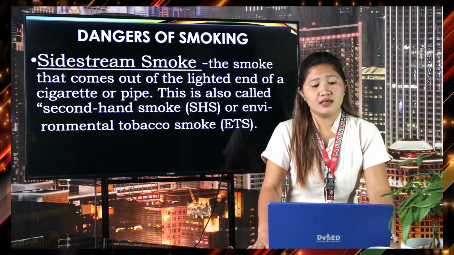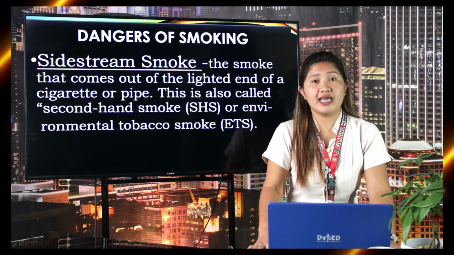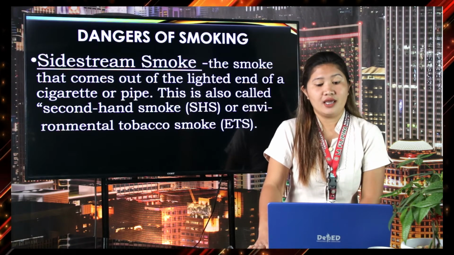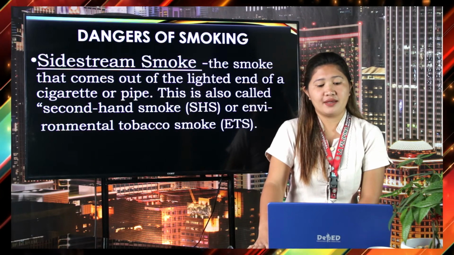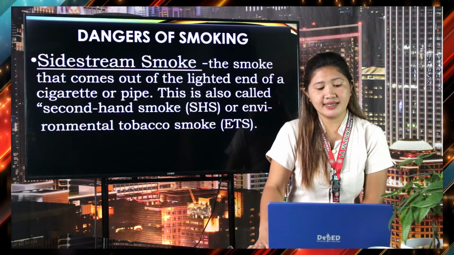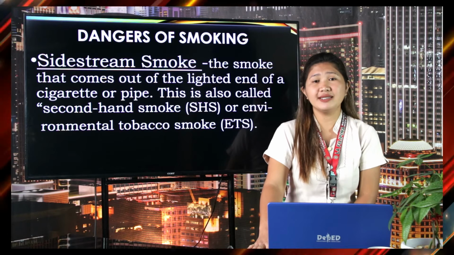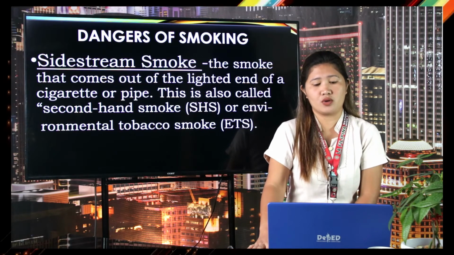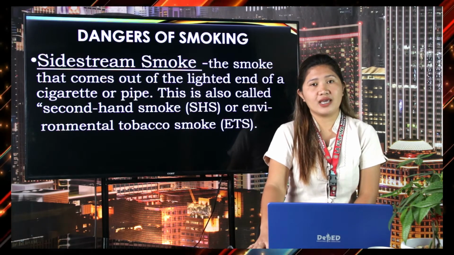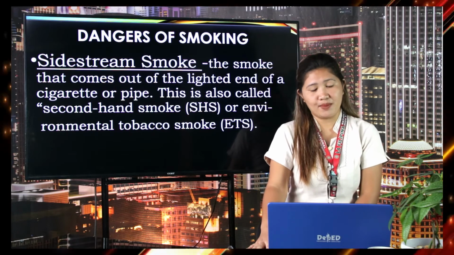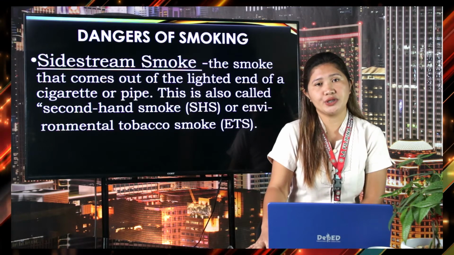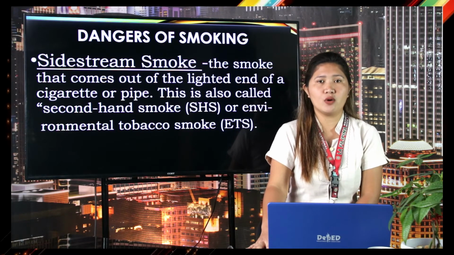Then the second kind of smoke is the side stream smoke. The smoke that comes out of the lighted end of a cigarette or pipe. This is also called secondhand smoke, or what we call environmental tobacco smoke. This is more dangerous than mainstream smoke. Roughly 85% of secondhand smoke is side stream smoke. Both people who smoke and non-smokers nearby have similar exposure to environmental tobacco smoke streams.